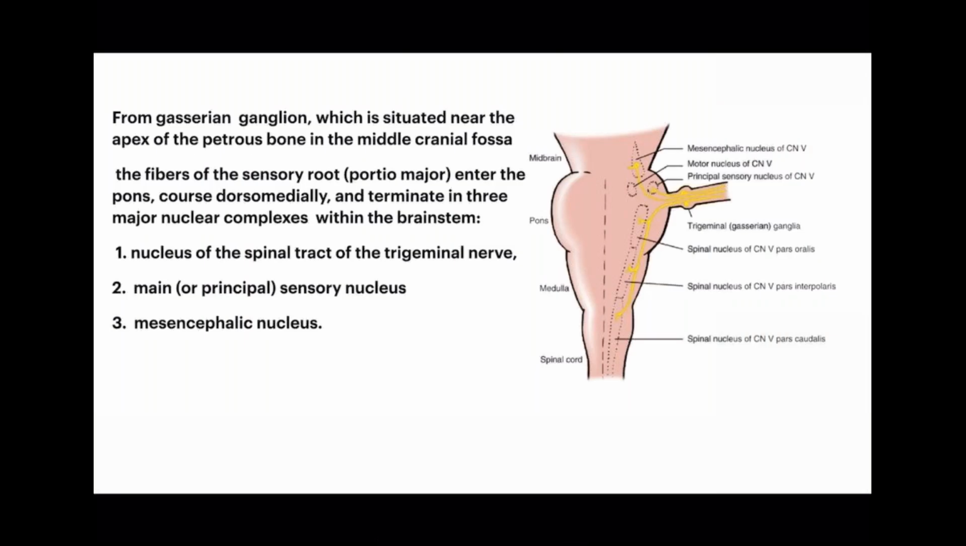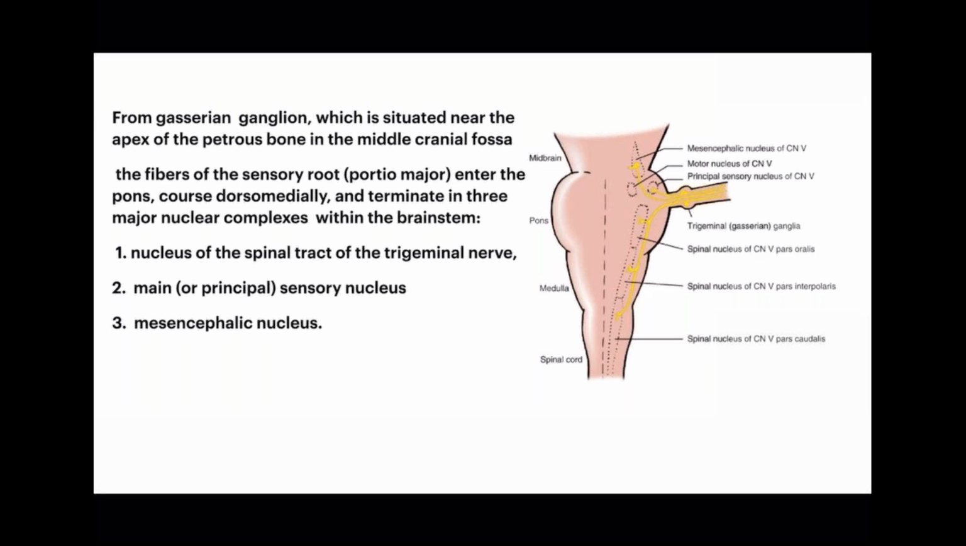The sensory portion is a little bit more complicated because it's long and has 3 parts. So starting, you can see here on the right, from the Gasserian ganglion, which is situated also, as we saw before, in the apex of the petrous bone in the middle cranial fossa. It will stretch up to the midbrain and give the mesencephalic nucleus. Mesencephalic is called because it's in the midbrain, from the mesencephalon. And the second nucleus is in the middle of the pons, near the motor, which they call the principal sensory nucleus.